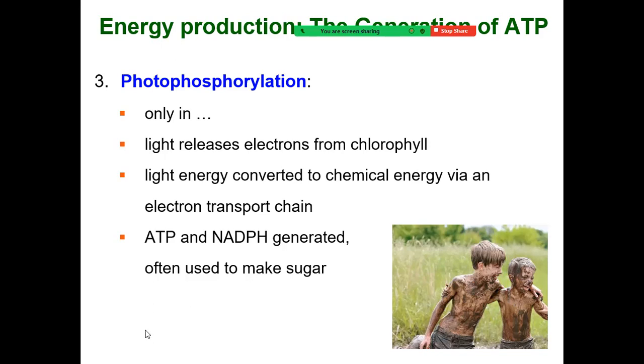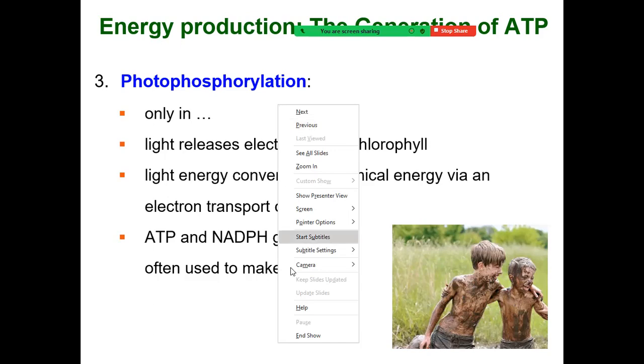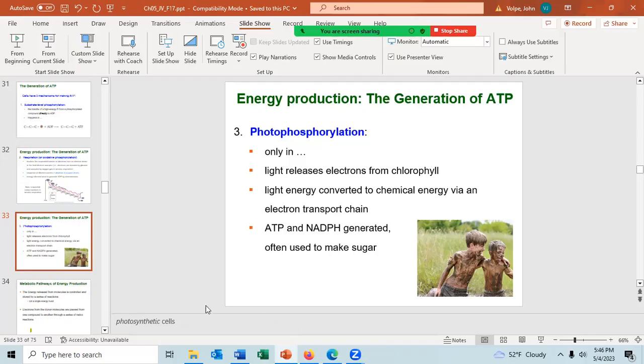Okay? And this picture is showing you an example of photophosphorylation. The green plants, obviously, and these very muddy boys, which must be photosynthetic because they're all covered in mud. That's a joke there. Any question about any of that? All right.